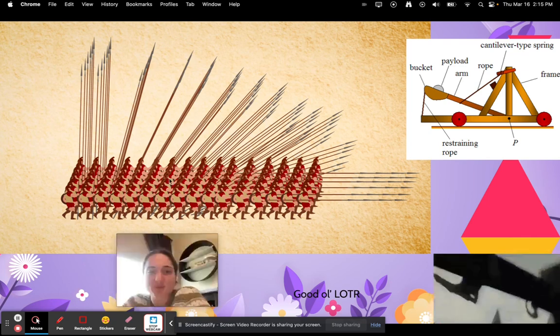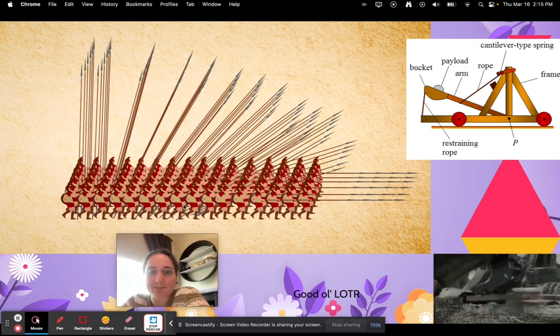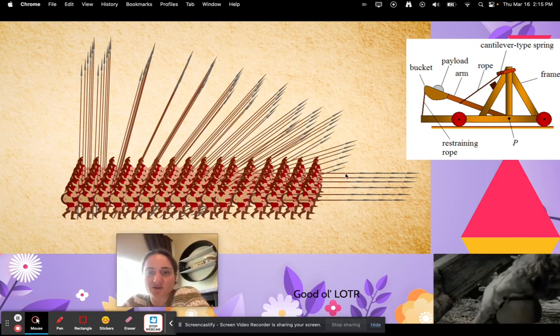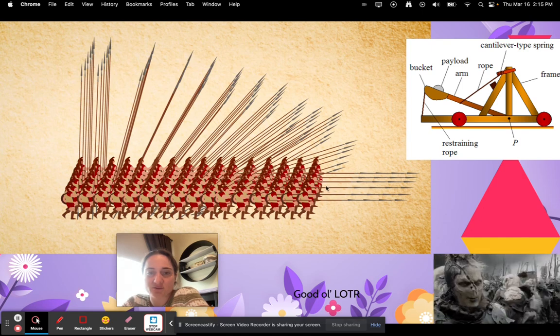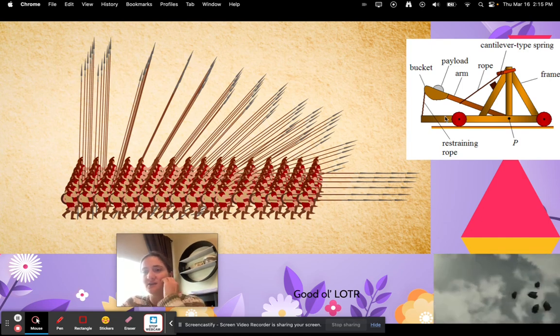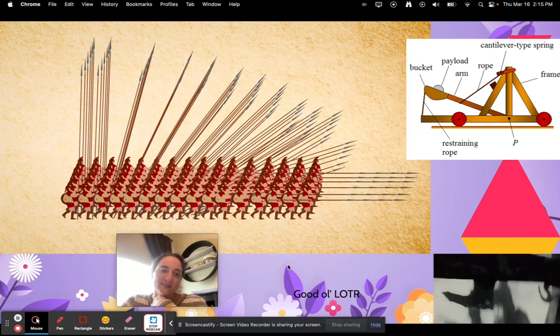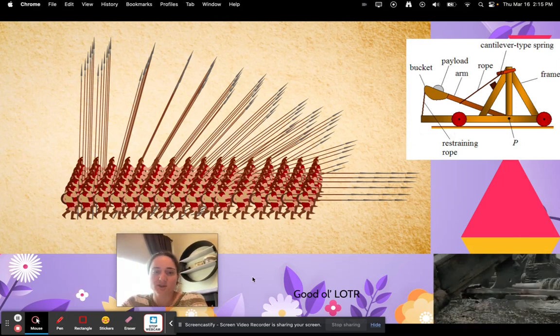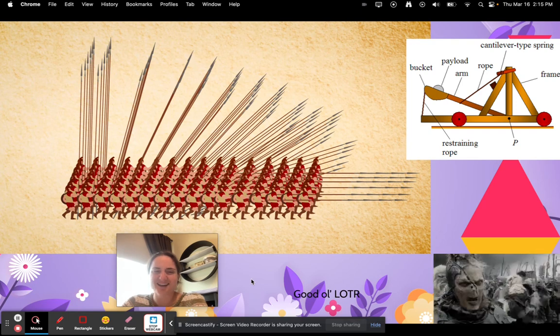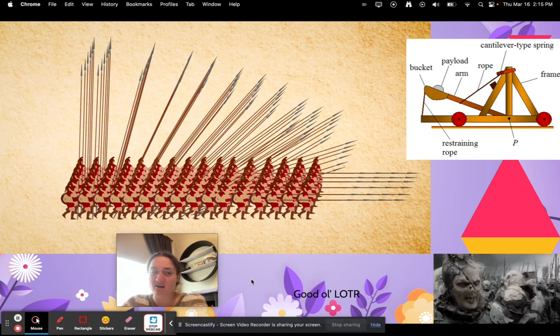All right, so here is a Macedonian phalanx. You can see the spears are much longer, so there's a lot more protection for the soldiers. Here is a catapult. And good old Lord of the Rings. Wish we could watch those movies in here. They're not really history movies though, but they are cool.